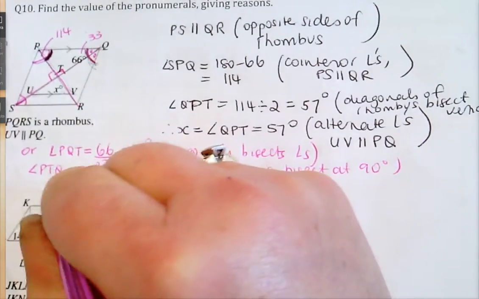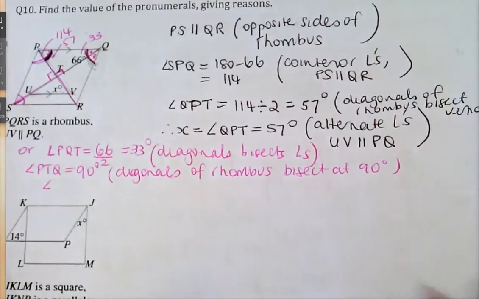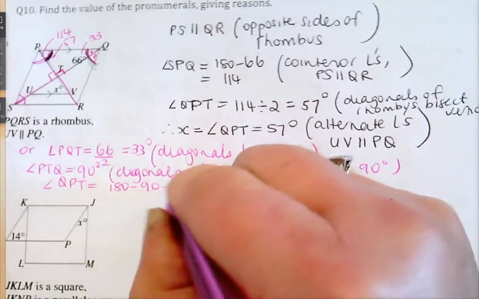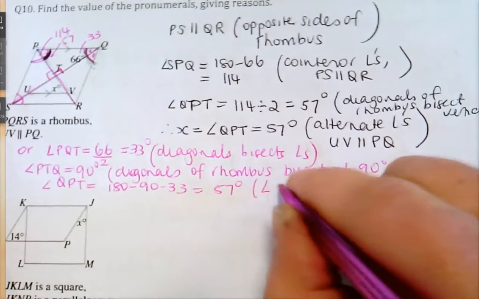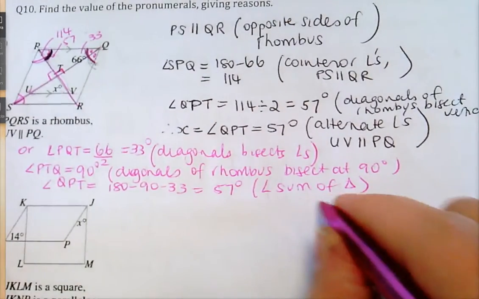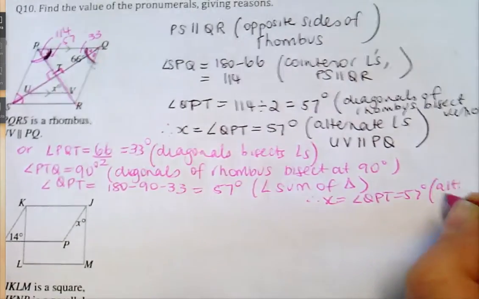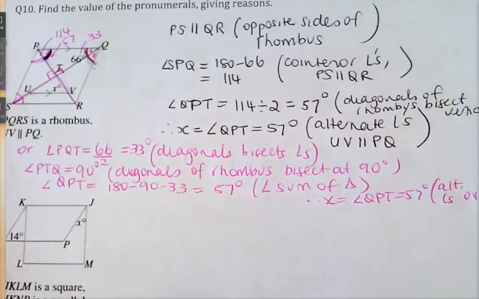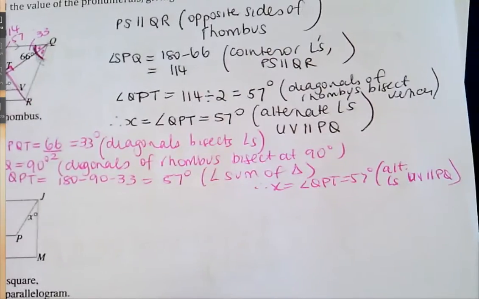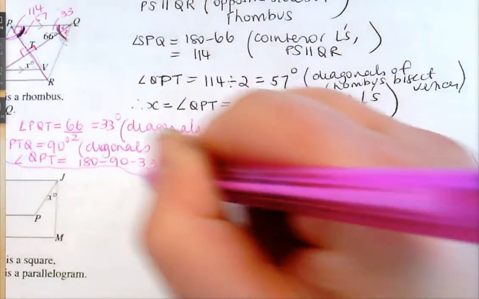Then I could have worked out this little angle here, which is 57 by angle sum of triangle. So angle QPT is 180 minus 90 minus 33, which is 57 by the angle sum of a triangle. And then you would do the alternate angles like we did up there. And therefore x is the same as angle QPT, which is 57, alternate angles. Again, the parallel lines: UV is parallel to PQ. Okay, so look, there is not just one way to do these questions. No one particular way is correct. As long as you're putting all the reasons in, then it's okay.